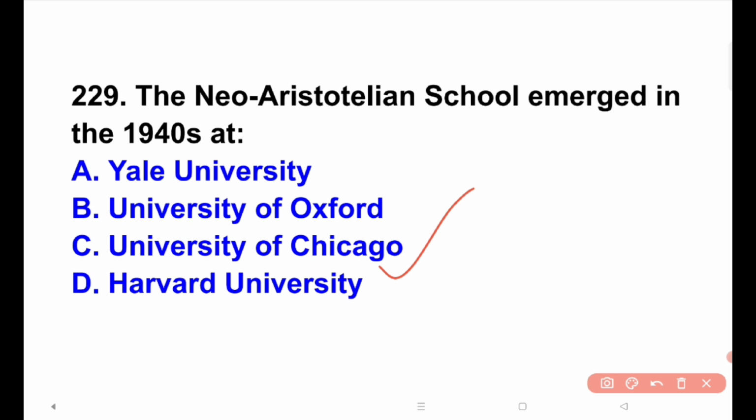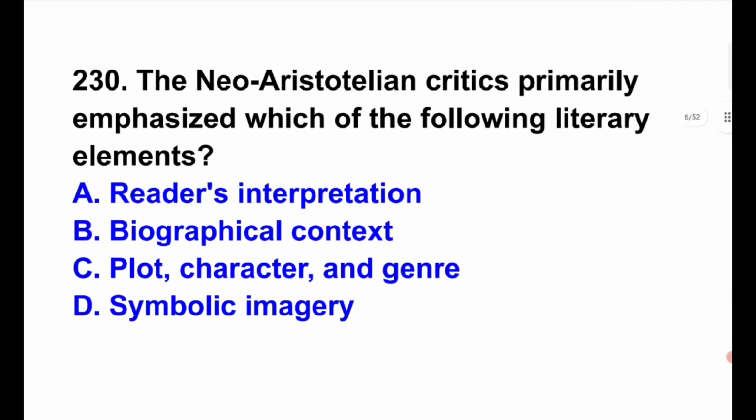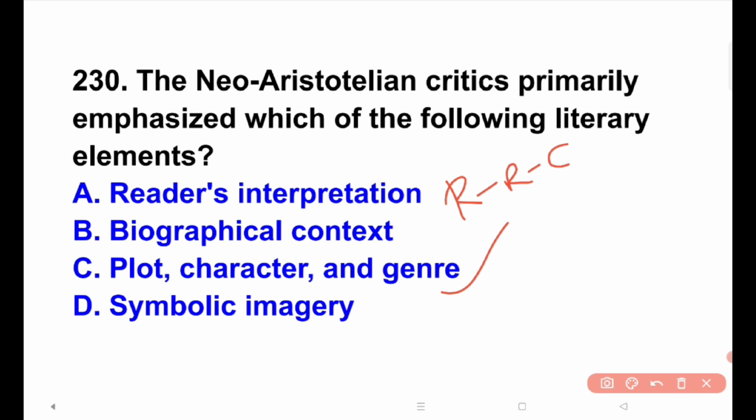Next, the neo-Aristotelian critics primarily emphasized which of the following literary elements? Option C, plot, character, and genre. These are Aristotelian elements from the Poetics, central to the Chicago School's formal analysis. The reader's interpretation aligns with reader response criticism, not neo-Aristotelian. Biographical context was rejected by neo-Aristotelians, who focused on structure and form. Symbolic imagery, though discussed, was not their primary concern, being more central to symbolism and imagism.